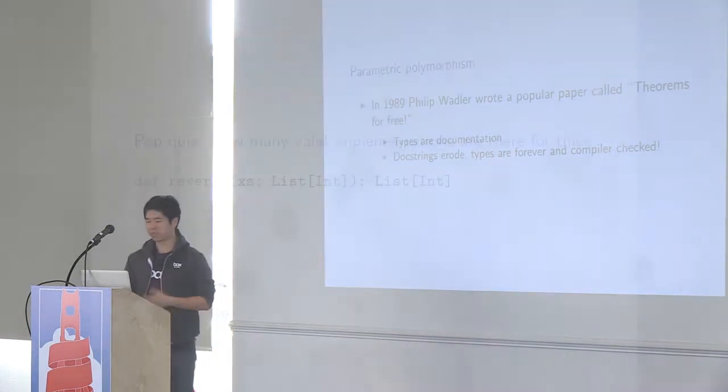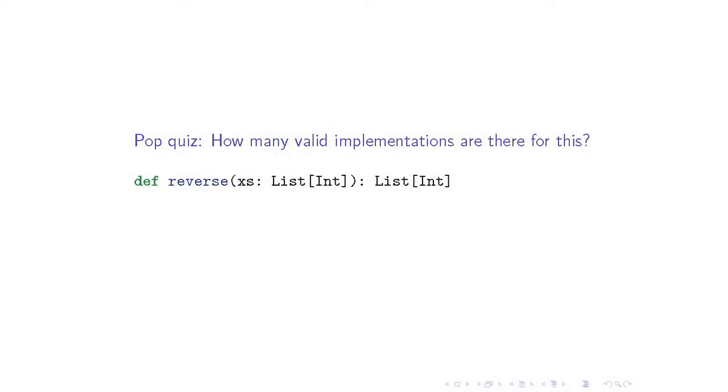So as a demonstration of this, I have some examples. First, we have a function here whose name suggests that it reverses a list. And it takes in a list of integers and returns a list of integers. And based on just the type signature, how many valid implementations are there for this? Well, certainly we can think it can return the identity of the list. It might return the empty list, or indeed actually return the reverse of the list.